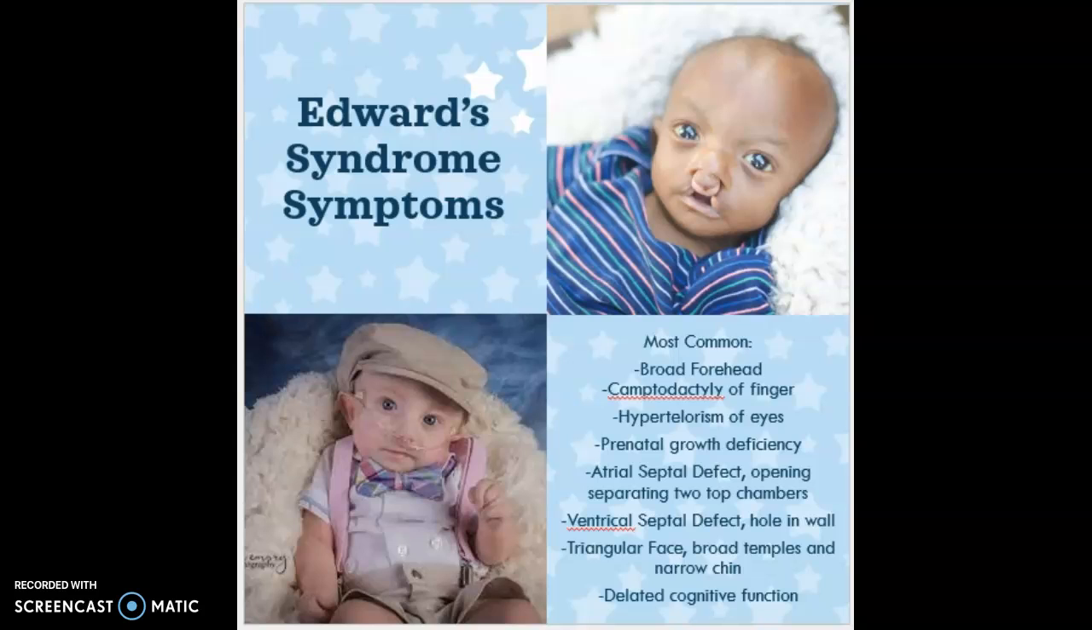In the atrium, the top 2 chambers of the heart, there's usually a lack of septum, meaning that the 2 chambers are completely open and turned into one large section, while the ventricle septum just has a hole in the wall and is caused by a lack of formation in utero. More superficially, children with Edwards syndrome typically have triangular faces, meaning their temporal region is wider than their chin region, and they can also have delayed cognitive function, similar to other trisomies like Down syndrome.